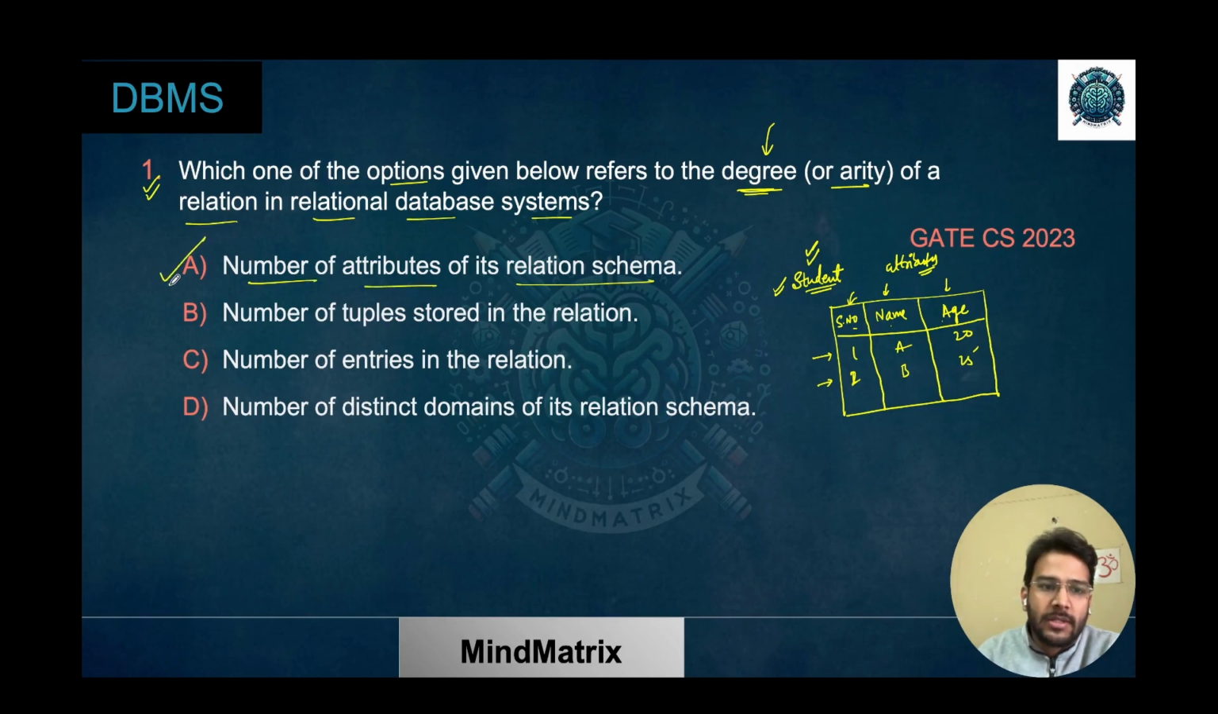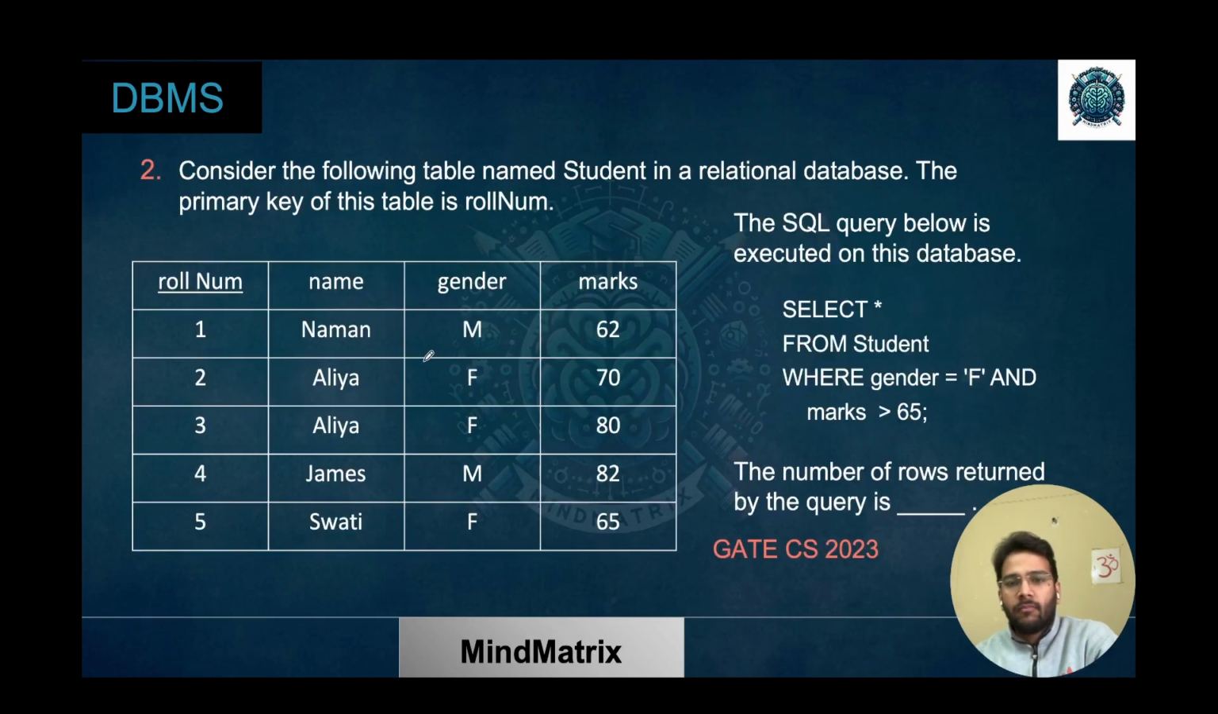So option A is the correct answer for this question. Clear? We have option B as number of tuples stored. So we have 2 tuples here. Similarly, we have number of entries in the relation and number of distinct domains of its relation schema. So these are not relevant to the degree. Basically, degree is nothing but the number of attributes of its relation schema. So let's proceed to the next question now. I hope this one is clear to you.